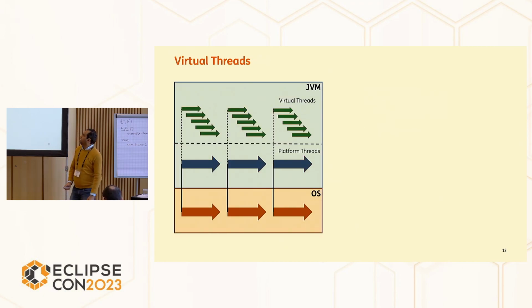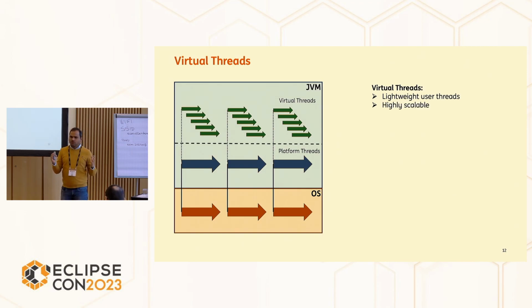Virtual threads, on the other hand, are lightweight user threads. Lightweight, meaning they require significantly less memory, right? And because they require significantly less memory, we can create huge numbers of them, thousands or even millions of virtual threads. Also, there is no need for pooling. When you're done with a virtual thread, you can just throw it away. So next time when you need a new one, you can just create it.